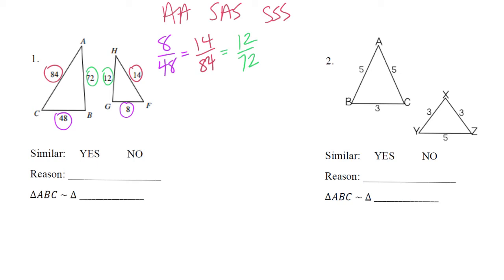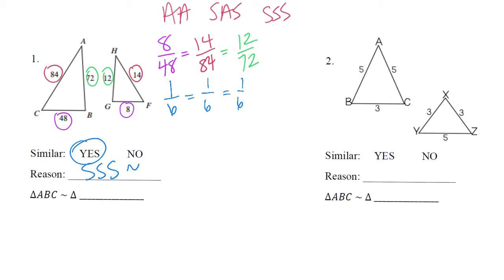It doesn't matter if the bigger numbers are on top or on bottom with these. Either way, it's still going to give you the same answers. So if you take a calculator and simplify it, do 8 divided by 48, and then you'll hit math, enter, enter. It'll simplify that fraction to 1/6 for you. If you do the same thing for 14 over 84, it also gives you 1/6. And the same thing with 12 over 72 also gives you 1/6. So yes, they are similar. And the reason is side, side, side, similarity.